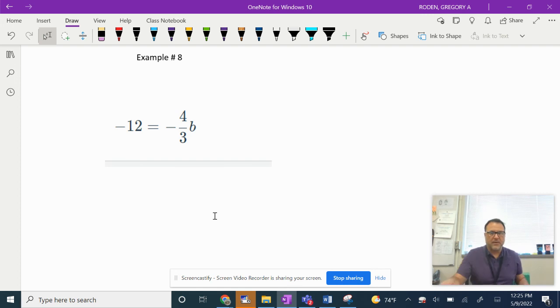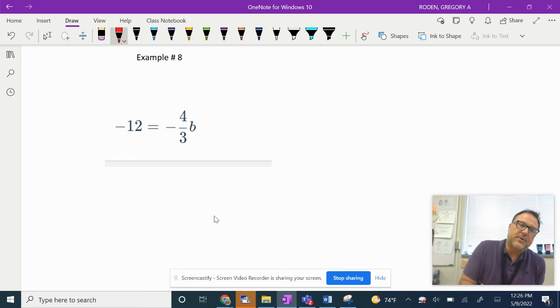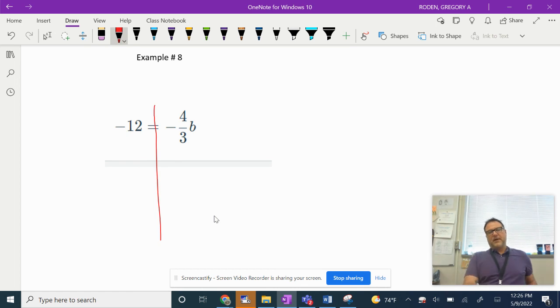All right, okay, so next problem. Try this one on your own using the reciprocal. Now, what is the reciprocal of negative 4/3? Well, the reciprocal of negative 4/3 is negative 3/4.